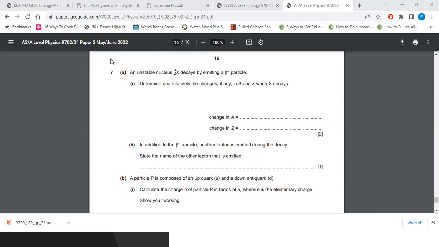Miss, that is the mass. Z is not the mass, right? A is the mass. Z is the proton number. Oh, Z is the proton number. A is mass. But we don't know what's the charge. You know it's a beta minus particle.